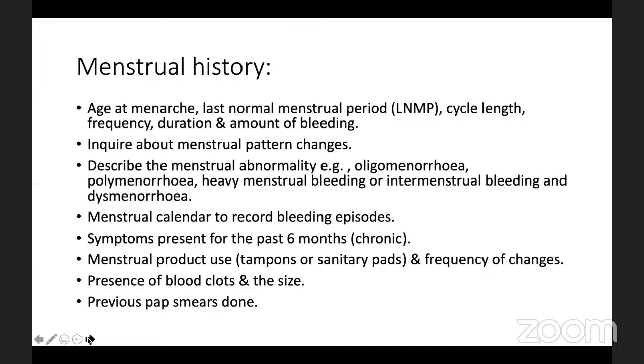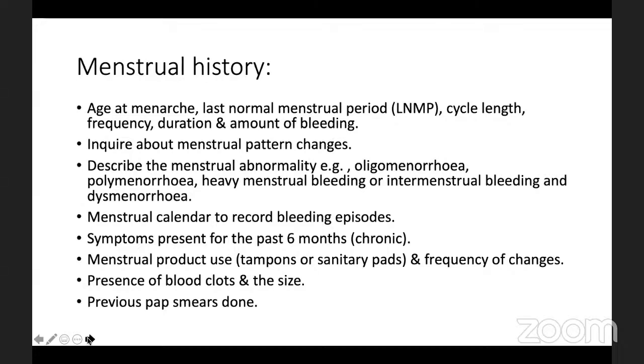Then also we need to inquire about the menstrual products used, whether they use sanitary pads or tampons, and the frequency of changes. This is important in terms of the amounts, because some patients might tell you that they are not heavy bleeders just because they change frequently, but some, maybe who do not change their sanitary pads frequently, would be aware in terms of amounts of bleeding.